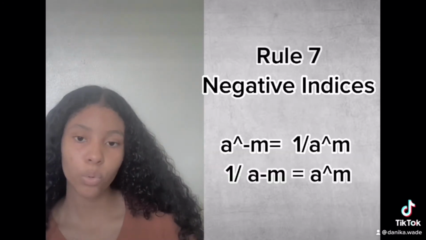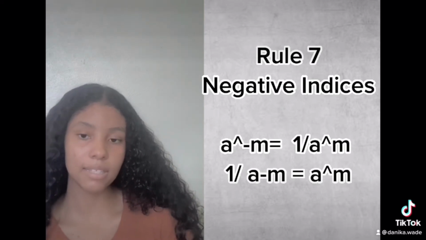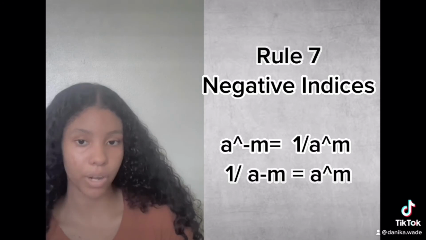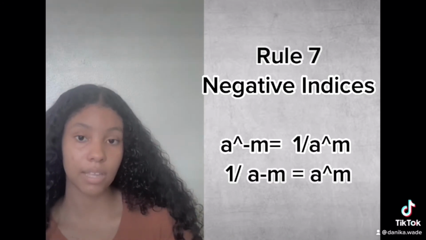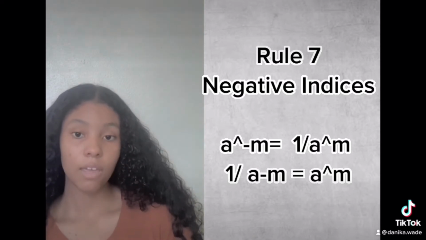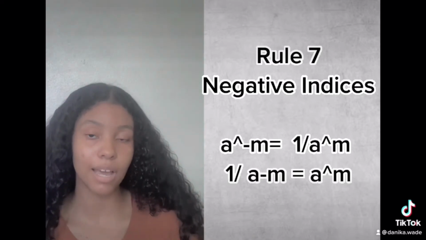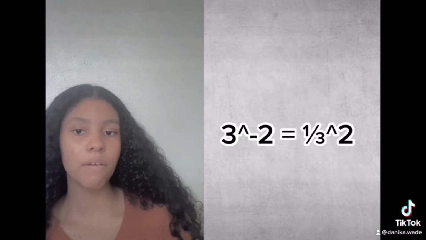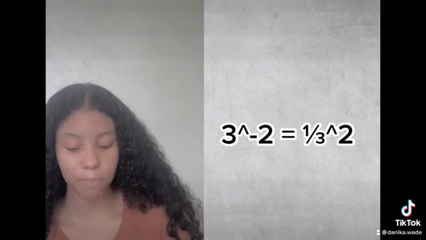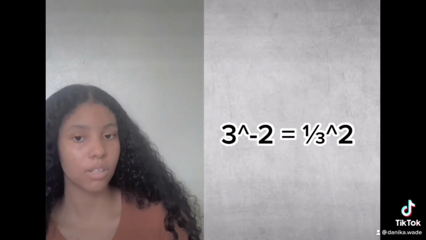Lastly, rule number 7 is negative indices. It states that a to the negative m power should be written as 1 over a to the mth power. If you have 1 over a to the negative m power, that should be written as a to the mth power. For example, if you have 3 to the negative 2nd power, you're going to write it as 1 over 3 to the 2nd power.